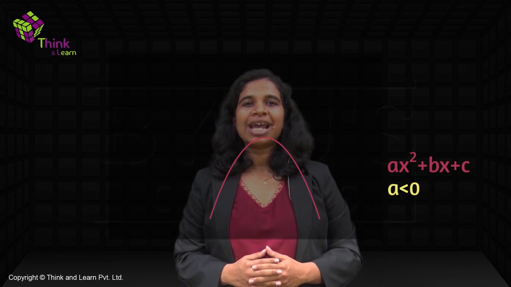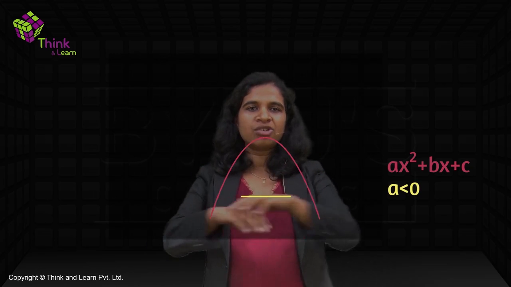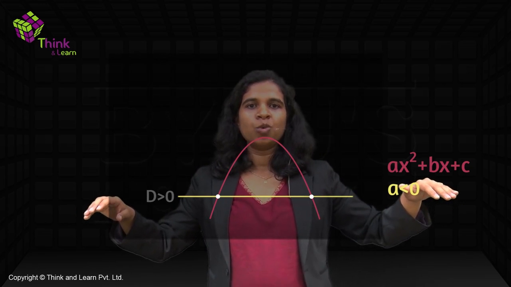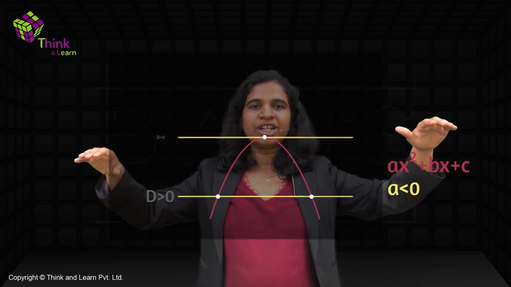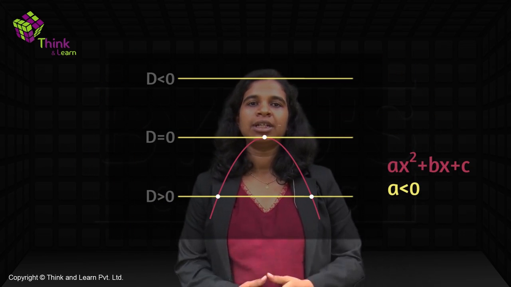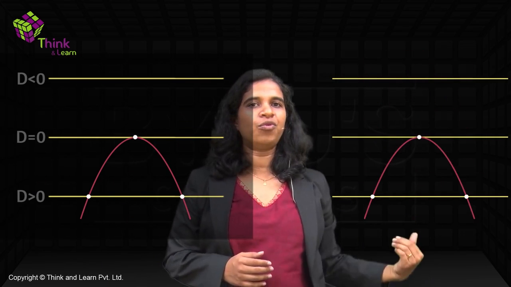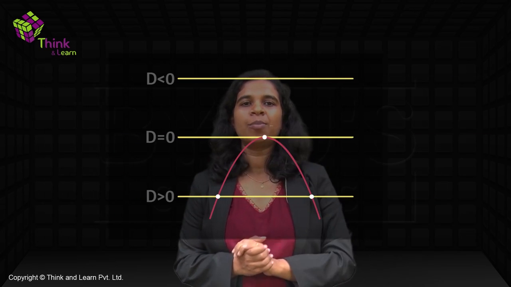Now, where will the x-axis be when D is greater than 0? Again, it should basically cut it at 2 points, right? So it will be here, cutting it at 2 points. D equal to 0, it will touch it at exactly 1 point. D less than 0, it will go on top. It will not touch the graph at all. So it will be the exact reverse, right? The original figure, if you flip it, you'll get the new figure. That's it. It will be the exact opposite way.